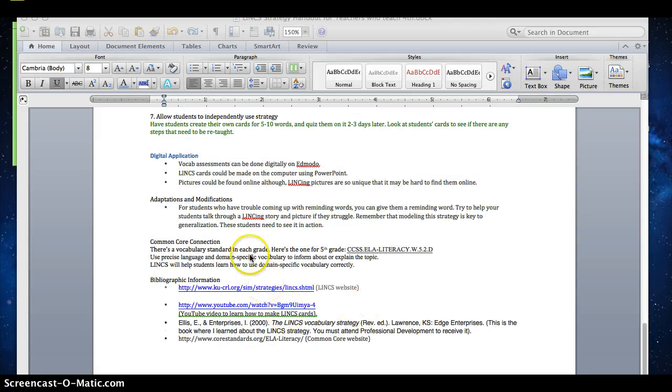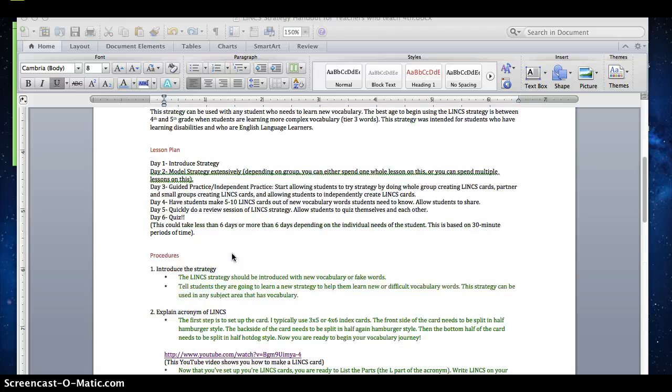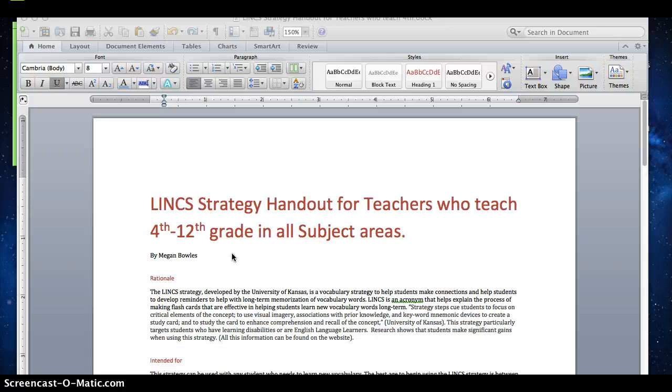And there are vocabulary Common Core standards in every grade. So if you need to connect it to the Common Core standards, if you have to have that in your lesson plans, great, because there's a vocabulary strategy in each Common Core grade standard.